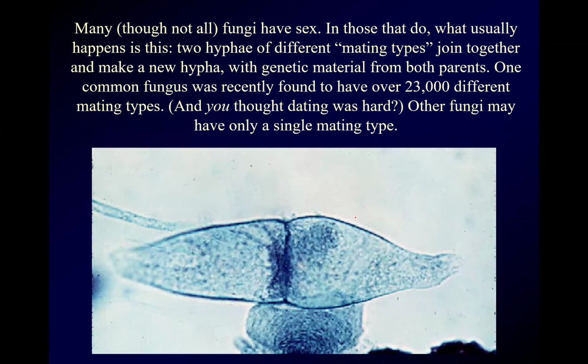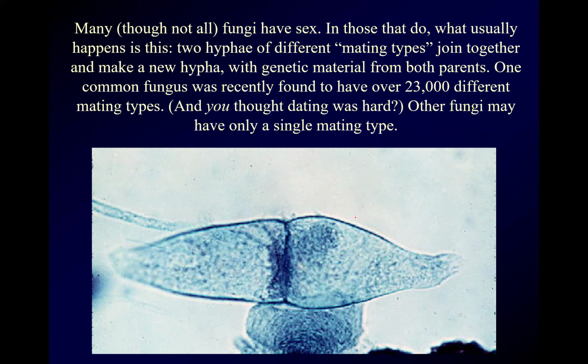Many fungi have sex, although not all of them do. In the ones that do, what happens is two hyphae that have to be of different mating types will come together. You can see this happening here. These two objects on the slide are two hyphae of opposite mating types that have touched each other and started swelling. And what they will do is make a new hypha that contains DNA from both of the parental hyphae.